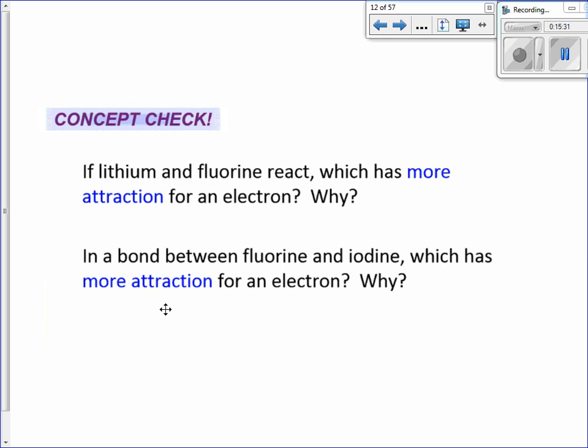So, if lithium and fluorine react, which one has more of an attraction for an electron? Fluorine does. Why? It's more electronegative. Higher electronegativity. You could also calculate it: fluorine is 4.0, and what's lithium's electronegativity again? 1.0, right? So the difference is 3.0. As you can see, fluorine's electronegativity value is much higher. But also think about the way that fluorine has more protons, more effective nuclear charge, and it only needs one more electron in order to be stable. So that makes it very highly attractive to other electrons.